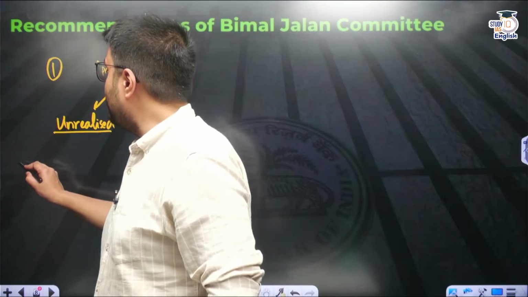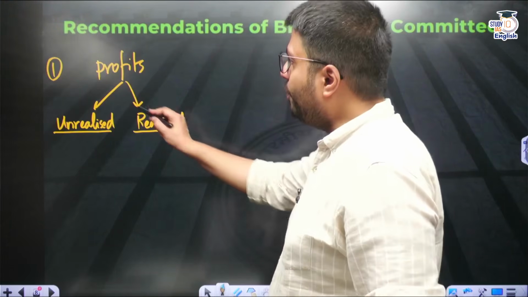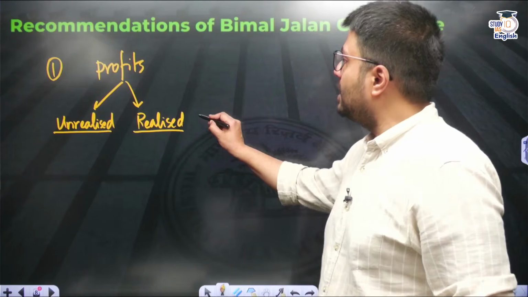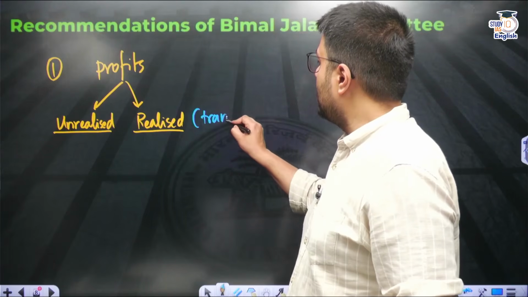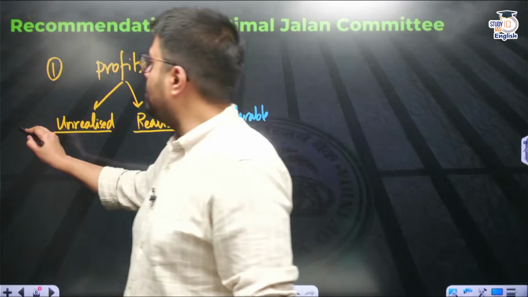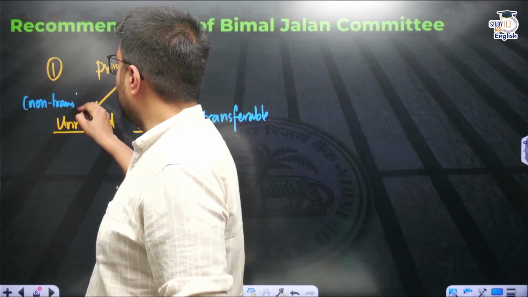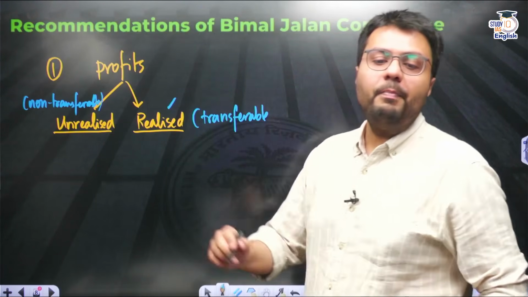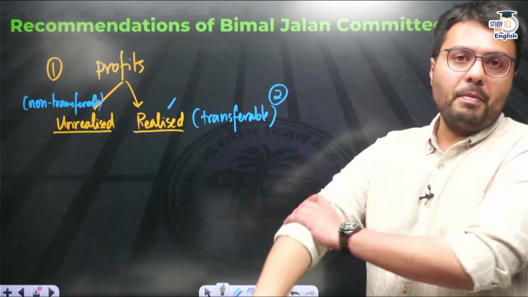The second recommendation of the Bimal-Jalan Committee was that out of all this income, RBI is only going to transfer the realized profit to the government, and all the unrealized profit of the RBI is non-transferable to the government. So only the realized profit will be transferred to the government. This is the second recommendation of the Bimal-Jalan Committee.